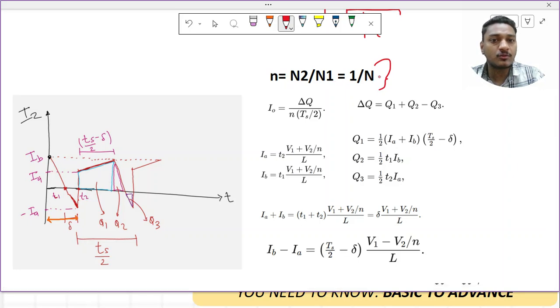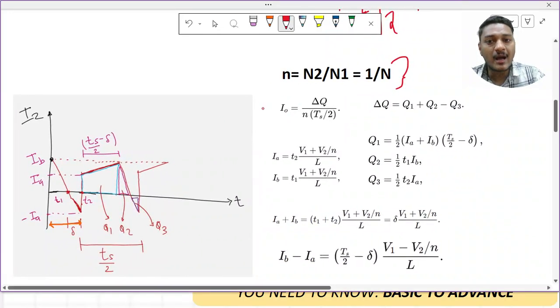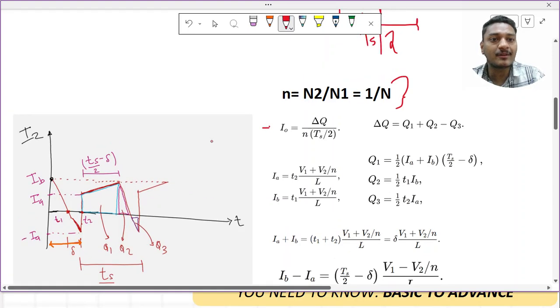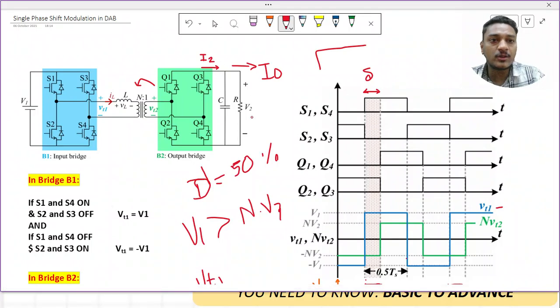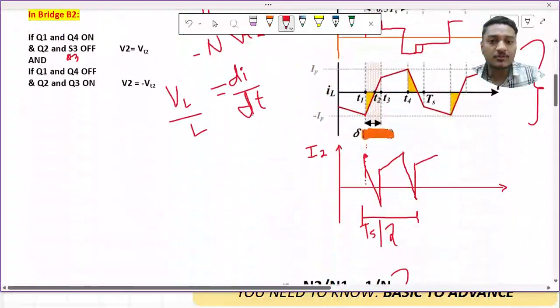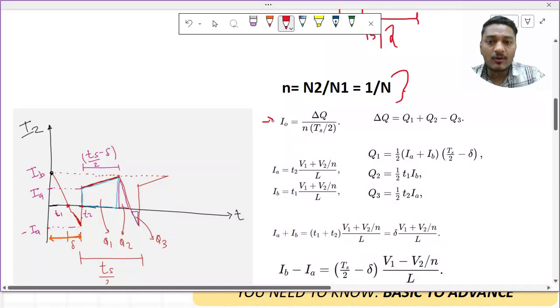Now I am not going to use the capital N; I will use the small n for my overall derivation. I need to calculate the value of I naught, because I know that the output power is V2 into I naught. If I know I naught, and I know V2, then V2 into I naught is my overall power. So that is what I am trying to calculate now. So what is my I naught? I have written it down here.